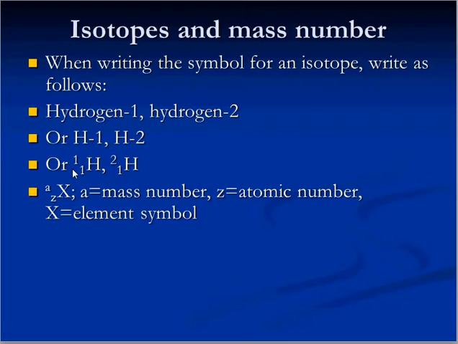Or we can write it with the atomic number also. The top number is the mass number, the bottom number is the atomic number, and then obviously the X, or H in this example, is the element symbol. The A over Z, the big X, is a general form that we can use, but then we've got actual examples here. So hydrogen-1, hydrogen-2.